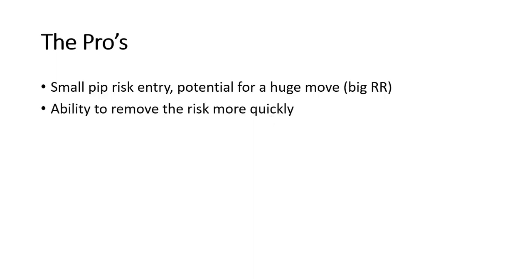Also, one of the nice things about trading with a smaller time frame entry is that you can get the risk out of the trade more quickly than what you can with a longer time frame entry. So, for example, if you have, say, a 20 pip initial risk on a smaller time frame, price only needs to get up 20 pips before you can start making it a no-lose trade.